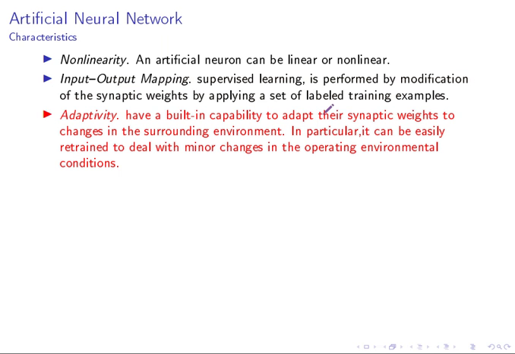Adaptivity. Artificial neural networks have a built-in capability to adapt their synaptic weights to changes in the surrounding environment, meaning even if the surrounding is volatile, it has an inherent capacity to adapt to this volatile environment. In particular, it can be easily retrained to deal with minor changes in the operational environment conditions. Once a network is trained, it can easily be retrained to adapt to smaller minor changes.